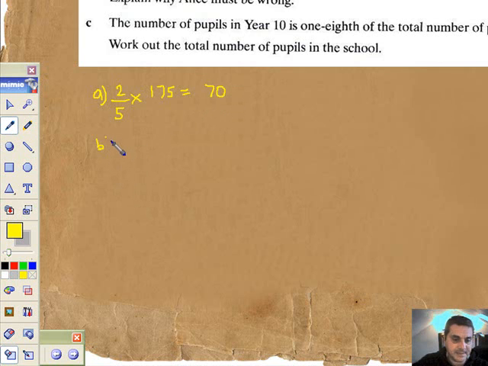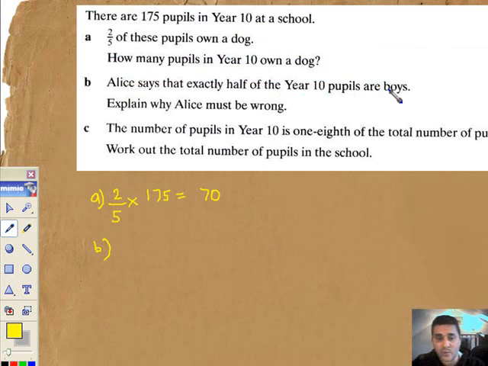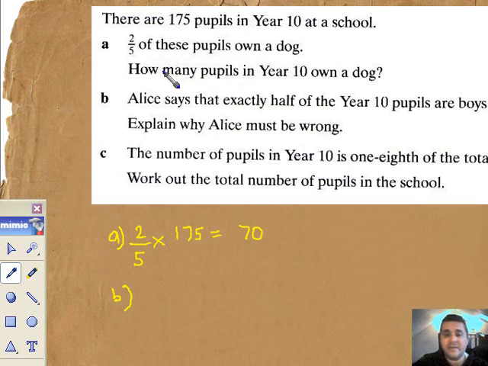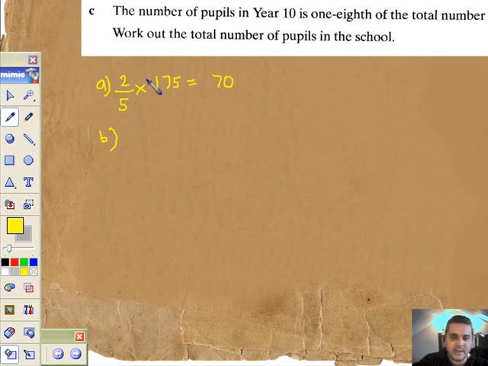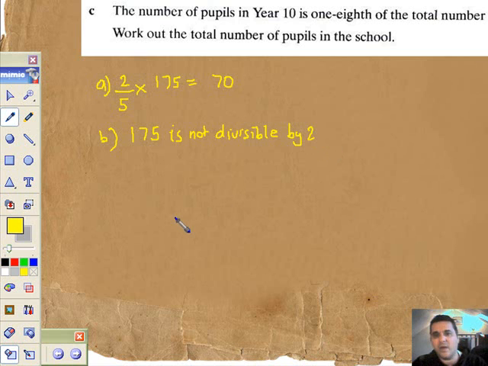This is Alice. Alice says that exactly half the year 10 students are boys. Explain why Alice must be wrong. Okay, if it's exactly half, then you should be able to divide 175 by 2. You can't do that. So therefore you can't have exactly half of an odd number, can you? So you can write down 175 is not divisible by 2. In other words, you can't divide it by 2 exactly. End up with half a person.